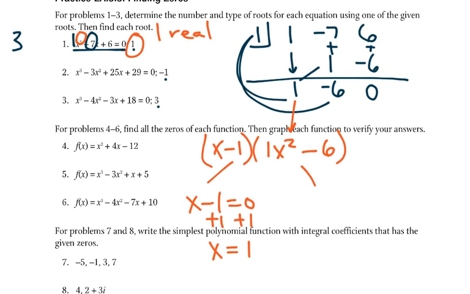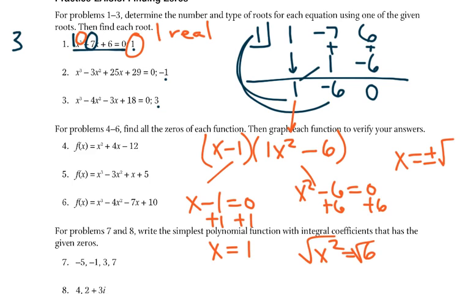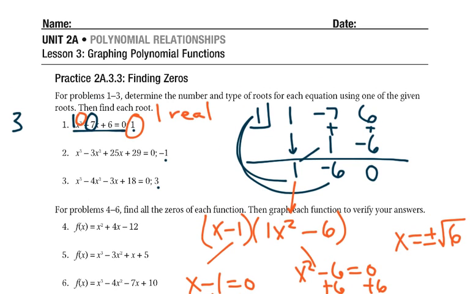So we knew x was already 1. Second one, x squared minus 6 equals 0, so we'd add 6 to both sides. We get x squared equals 6. Take the square root of that, and we get x equals the positive or negative square root of 6. So that would also be a real root, but an irrational root. So we have 3 real, 1 rational, 2 irrational. And what are those roots? Well, x equals 1, negative square root of 6, and positive square root of 6.